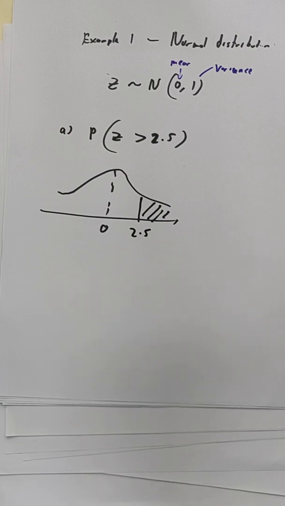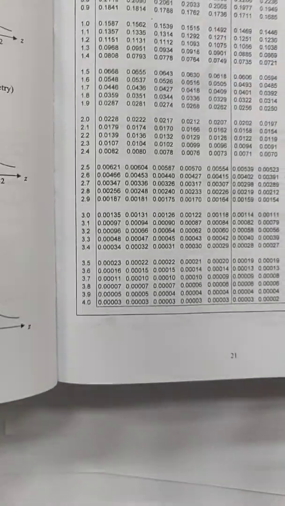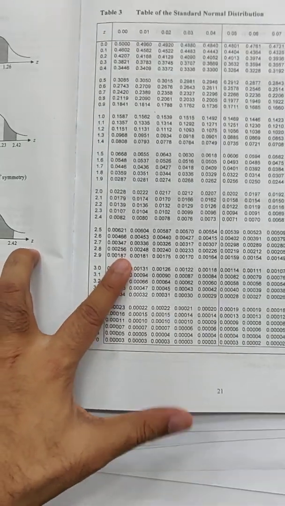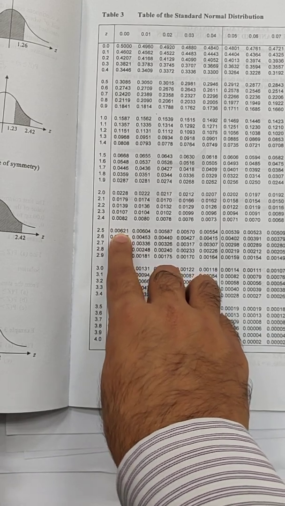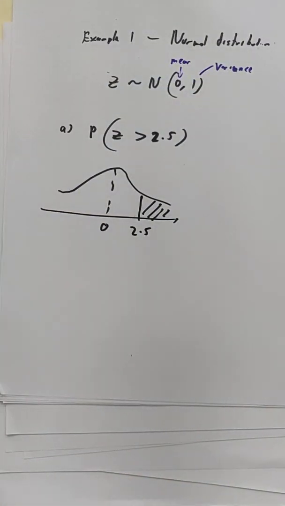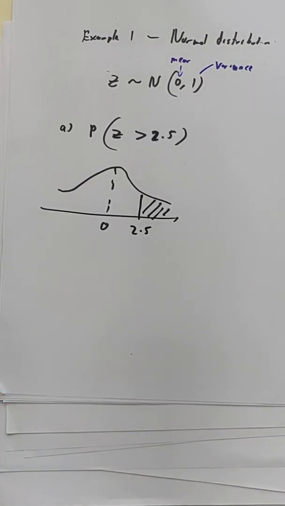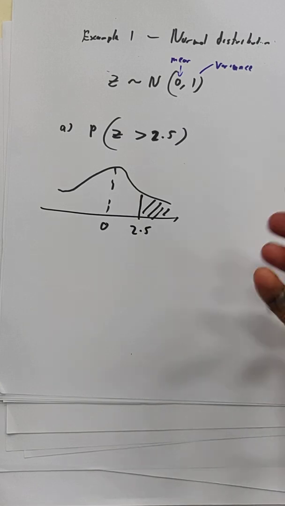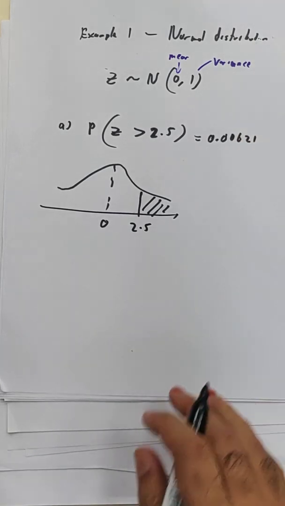Straight from the table. How do you read from the table? Make sure you open the correct table: standard normal distribution, where this is the value of Z. The Z here, you got 2.5. Don't open the other wrong one. 0.0621. Don't open the wrong table. 0.00621. Sorry, I spoke it wrongly.